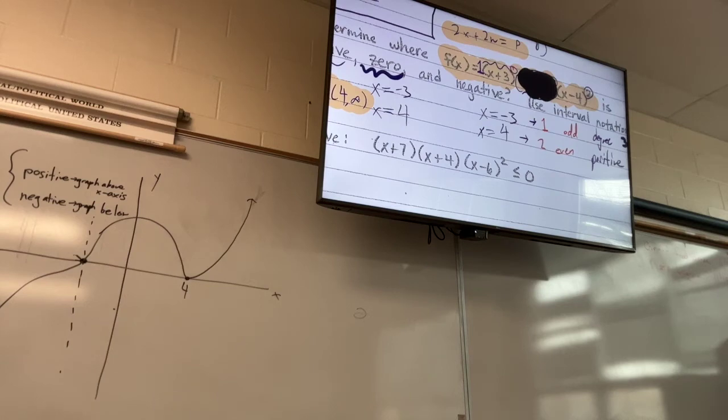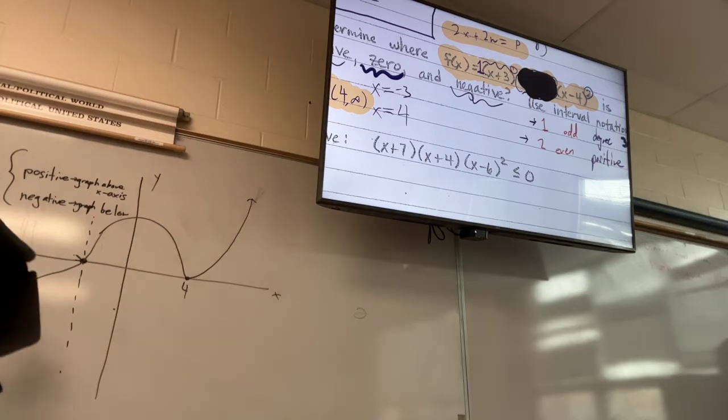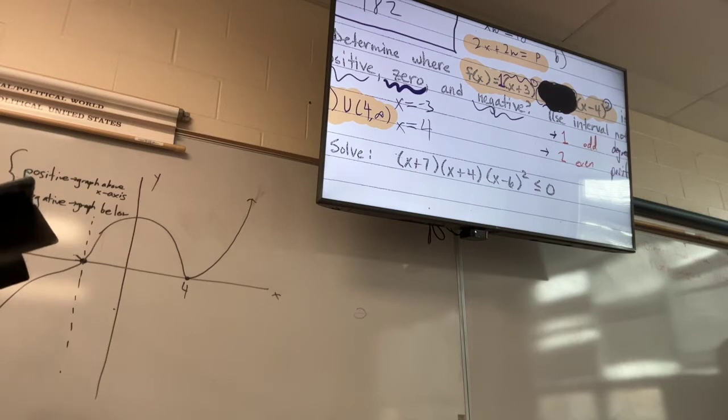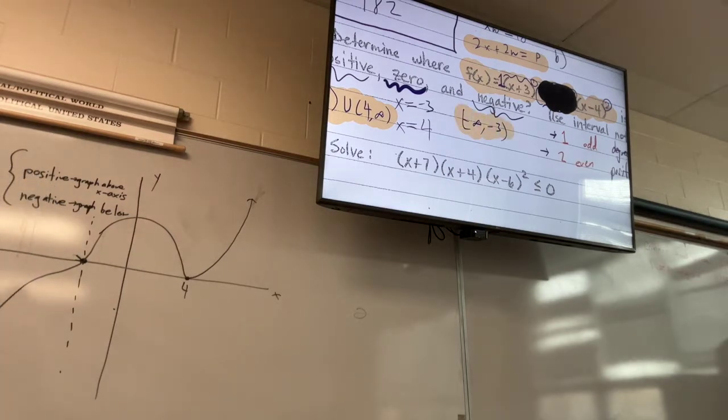I'm going to get rid of this real quick. Where is it negative? Elise, where am I negative? Below the x-axis. So what x's is that? Below -3. Good job. Negative infinity to -3. Now you get parentheses, because I'm not negative at -3, I'm 0 at -3, okay?